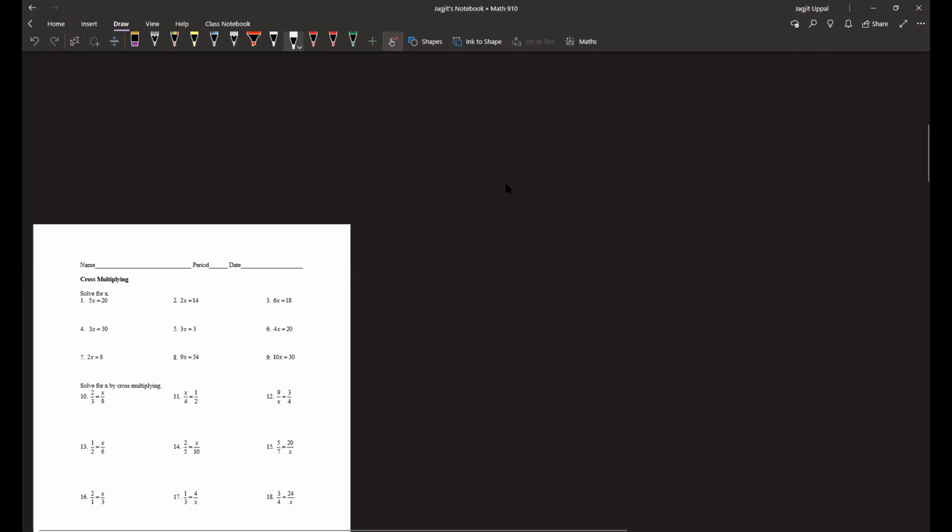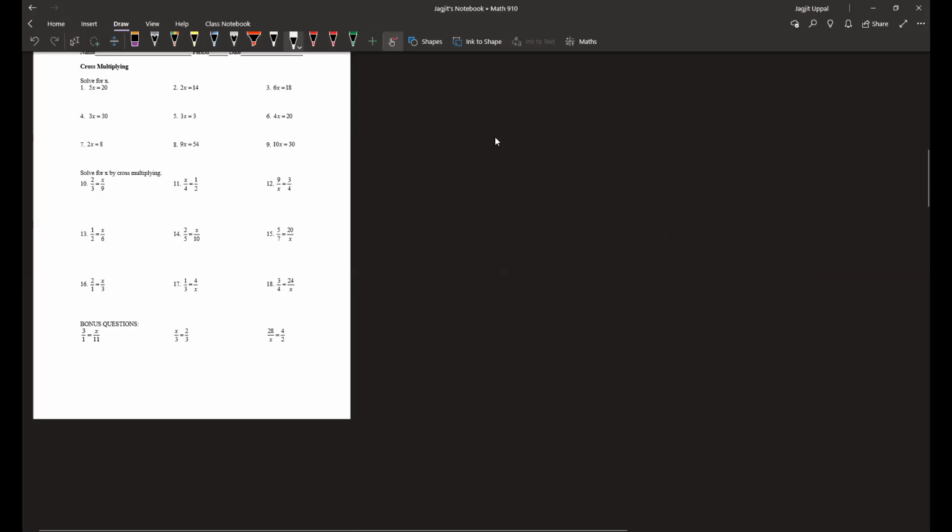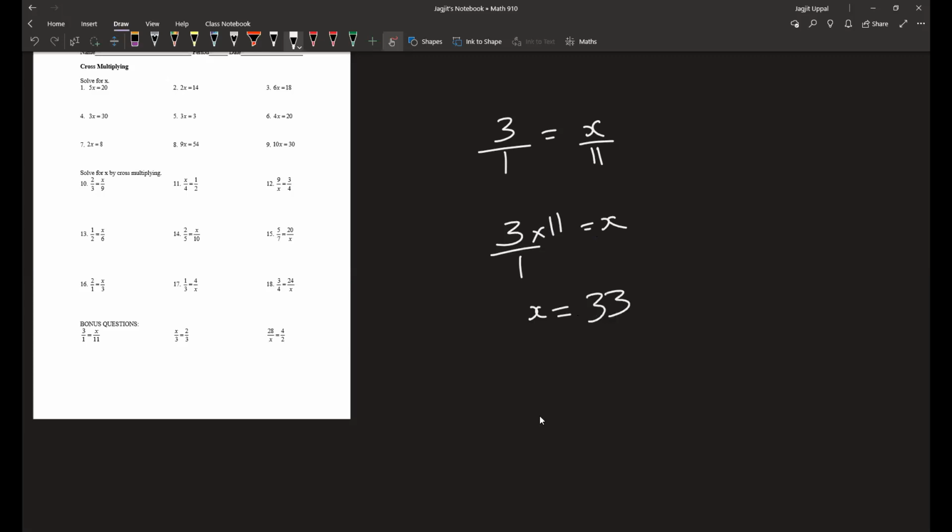Okay, all right, let's make things more challenging. 3 over 1 is equal to x over 11. Okay, I want to isolate x, so what should I do? 11 will go across and it will land at the top. Agreed. 11 times 3 is 33. Does that make sense?